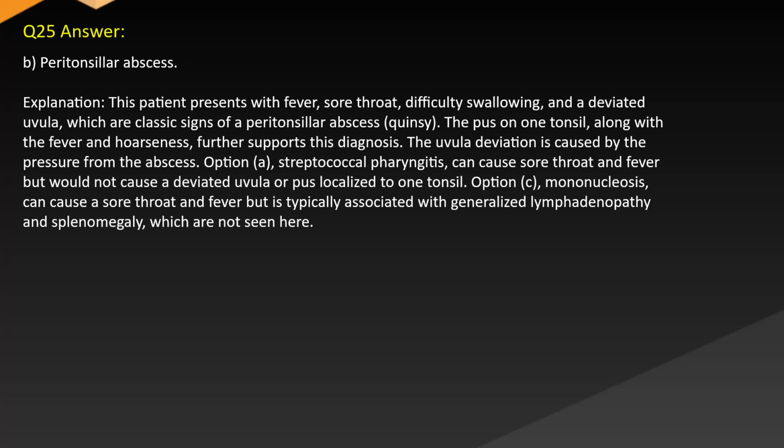Option A. Streptococcal pharyngitis can cause sore throat and fever, but would not cause a deviated uvula or pus localized to one tonsil. Option C. Mononucleosis can cause a sore throat and fever, but is typically associated with generalized lymphadenopathy and splenomegaly, which are not seen here.